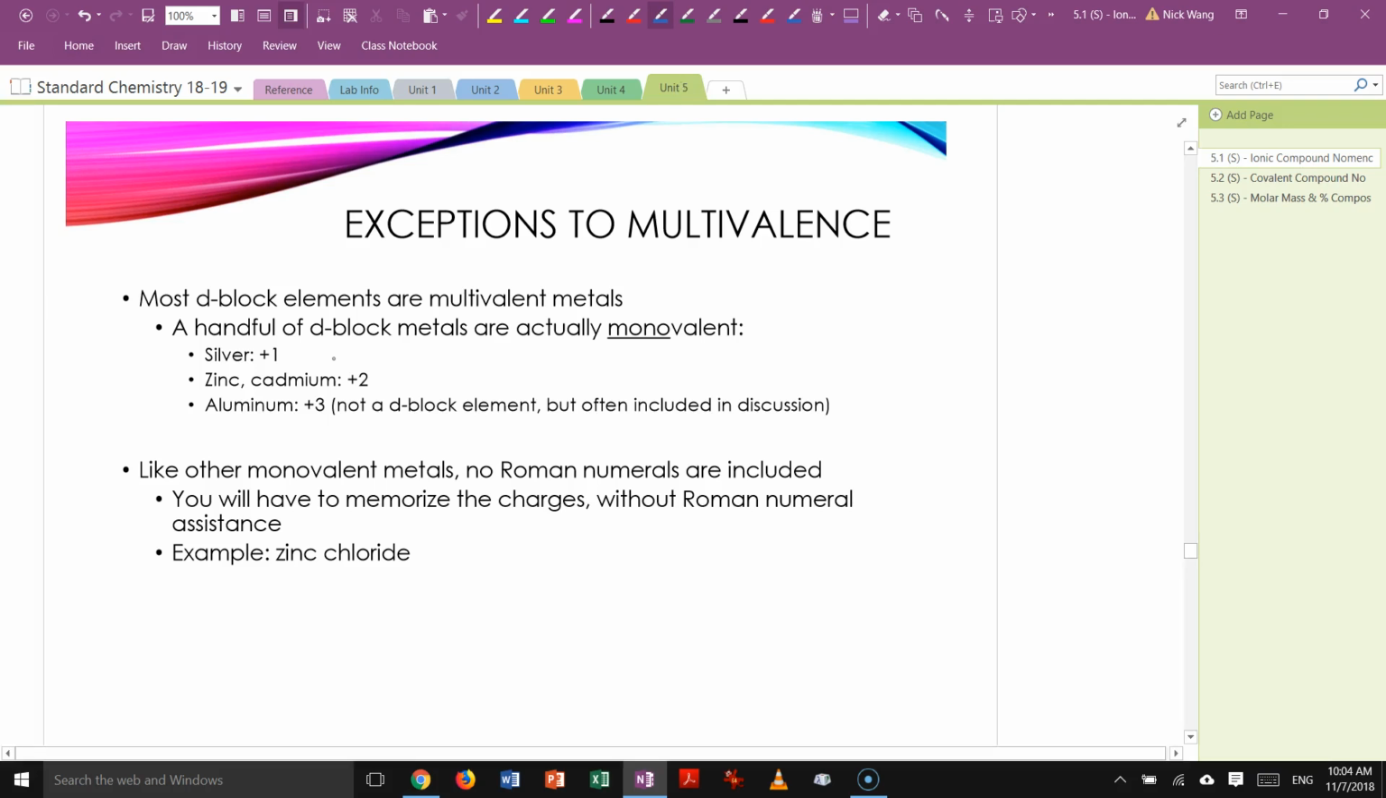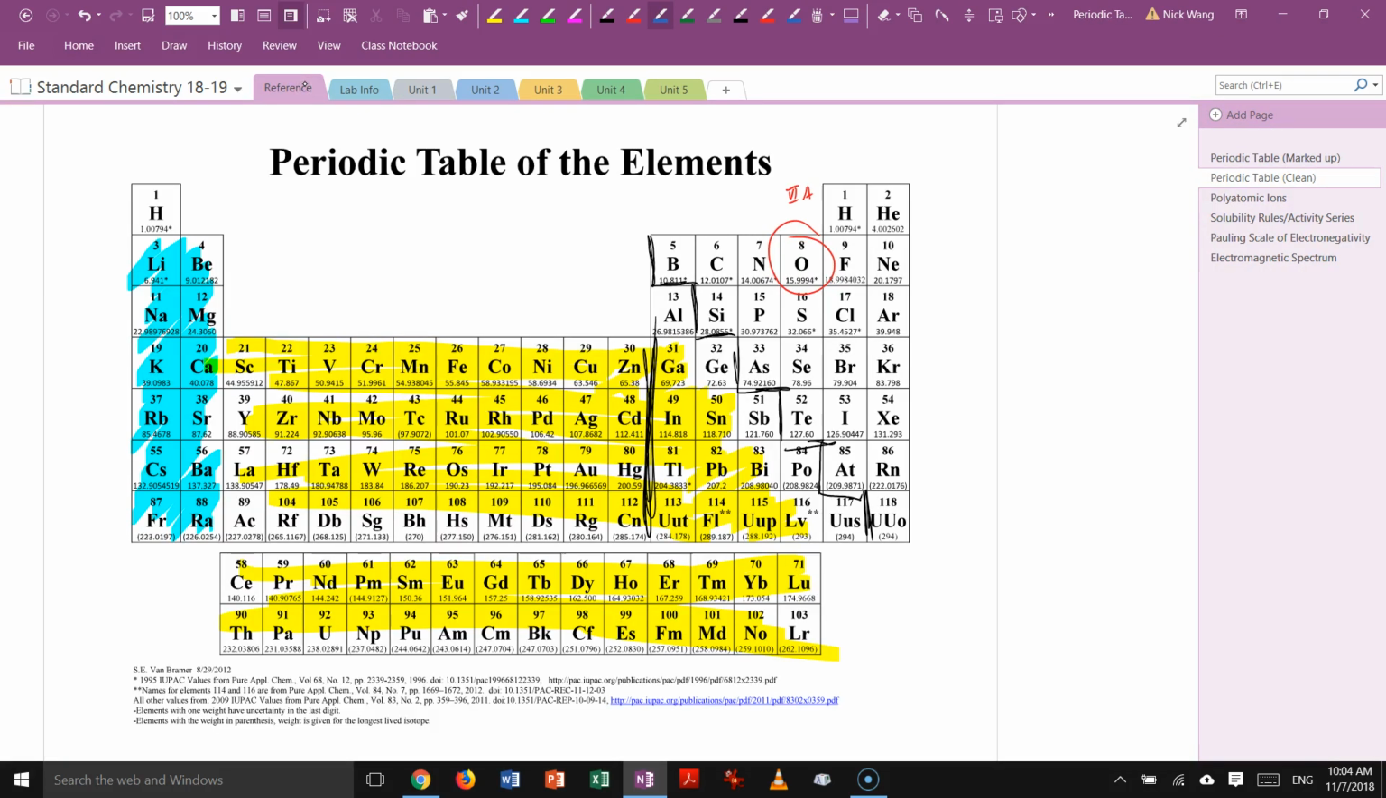So there are a handful of D block elements right here. Silver is always a +1. Zinc and cadmium are always +2. So finding where these are, let's highlight these real quick. I'll do this in red. So you'll find that silver, which has the symbol Ag, this one right here, is always going to be +1.